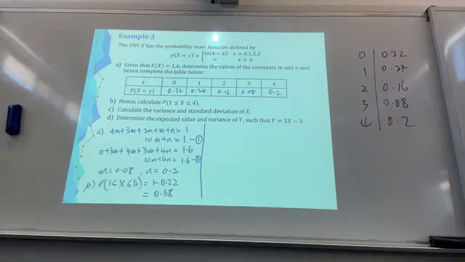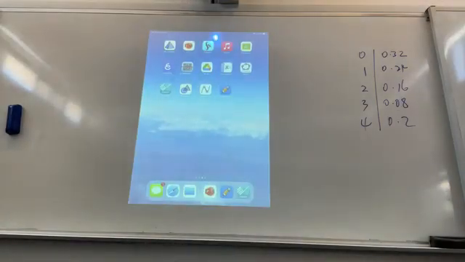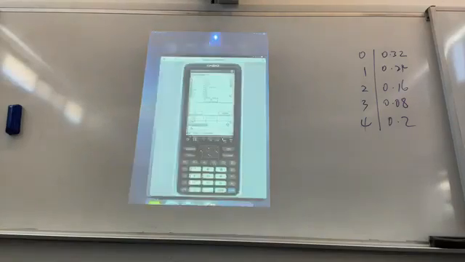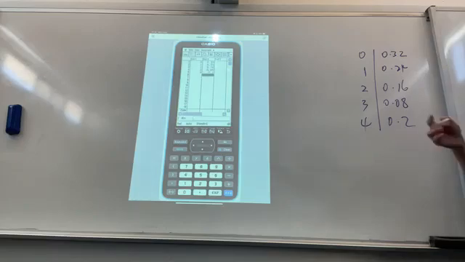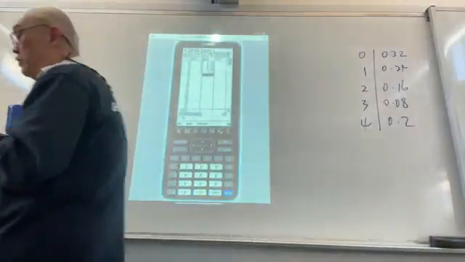Let's work on this together again using your statistics class. Now, this time, clear all. Edit, clear everything. List 1 is your x: 0, 1, 2, 3, 4. Alright? List 2 is your probability. And then 0.2. Alright? So once you've done that, you go to calc again.